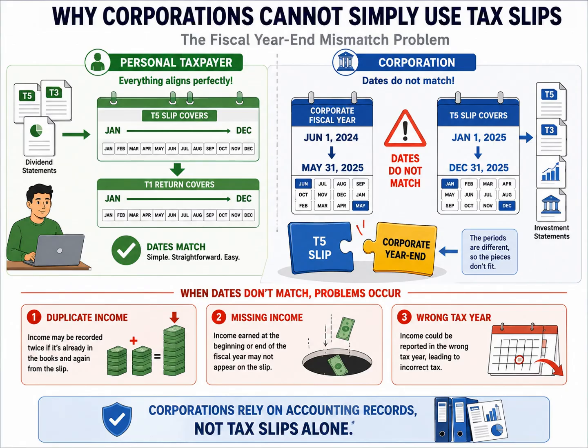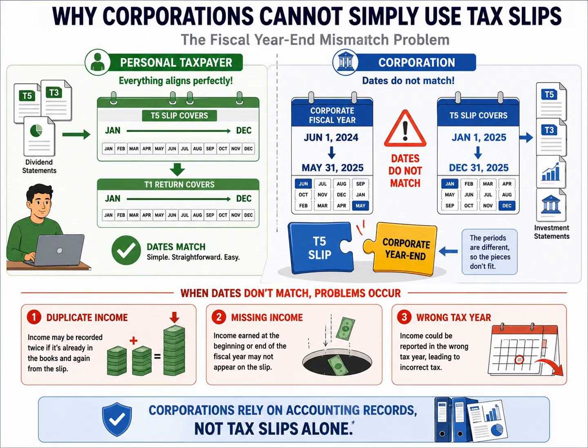Unlike individuals, corporations can choose their own fiscal year-end. For example, a corporation might have a year-end of March 31st, May 31st, June 30th, or September 30th. Now imagine a corporation with a fiscal year running from June 1st, 2024 to May 31st, 2025. The corporation later receives a T5 slip covering January 1st, 2025 to December 31st, 2025. Notice the problem. The T5 slip covers a completely different reporting period than the corporation's taxation year. The dates do not match.